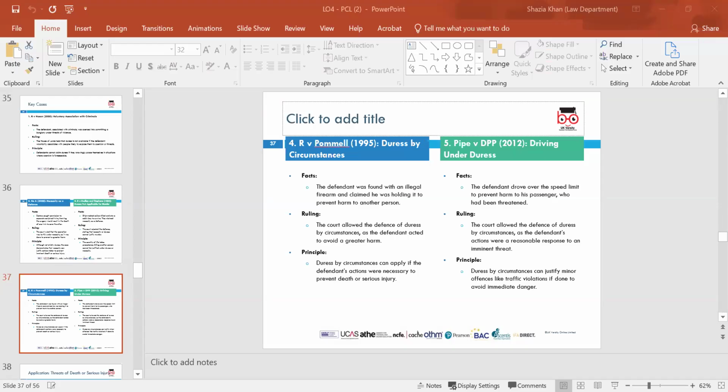The next case is Pipe and DPP, driving under duress, 2012. This is a legal case where the defendant, Mr. Pipe, argued that he was driving under duress of circumstances, essentially necessity, when he exceeded the speed limit while rushing his son with a broken leg to the hospital, meaning he was forced to break the law due to an emergency situation, and the court ultimately upheld his conviction despite the mitigating circumstances of urgent need to get medical attention.